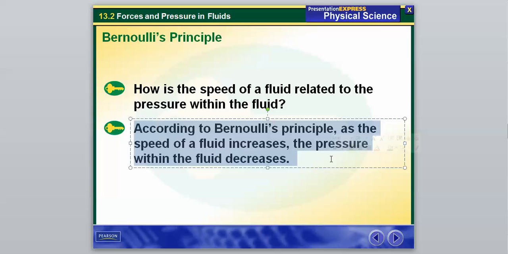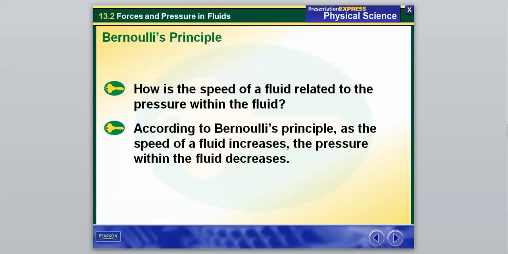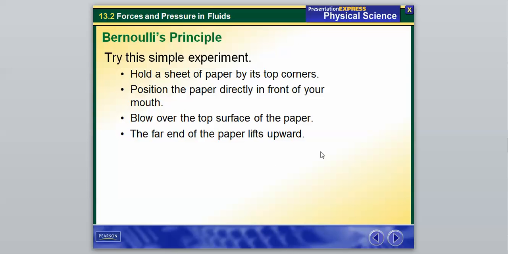So that is a huge thing, and this kind of goes back to our hairdryer example at the beginning. When you increase the speed of a fluid, the pressure within it is going to decrease. And there's a very simple experiment you can do with this. So a very simple experiment, you could do this right now if you have a sheet of paper.